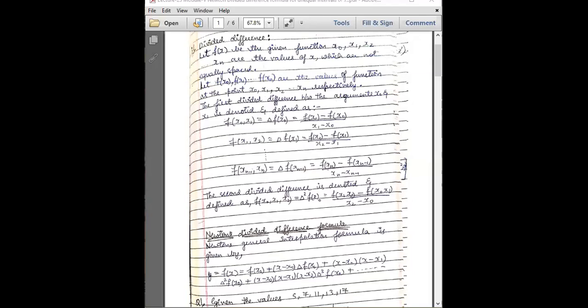Already I said that here the function y is equal to f of x. Yeah, y is equal to f of x. That's what I said here. So y is equal to f of x. In that way, we define y0 is equal to 1, y1 is equal to 3, y2 is equal to 11, y3 is equal to 31, y4 is equal to 69, y5 is equal to 131, and y6 is equal to 223.